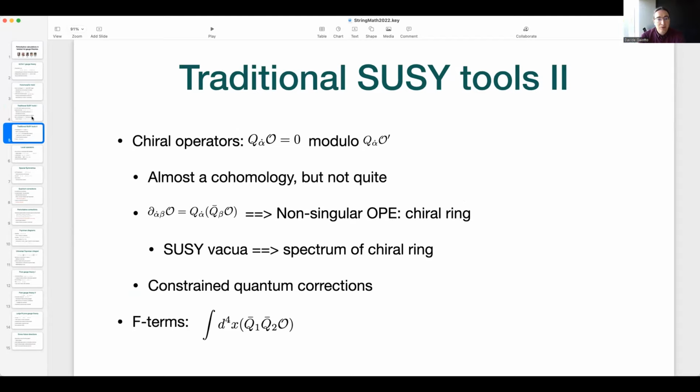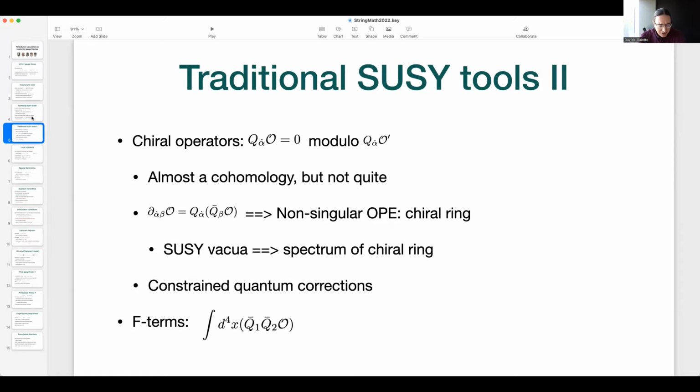The chiral ring is defined by considering operators which are annihilated by both chiral supercharges, modulo operators which are in the image of either of the two. This is a bit of a weird definition, it's not quite a cohomology problem, but it turns out to be very useful. In particular, because all derivatives of operators are in the space that you're throwing away, the OPE of local operators in the chiral ring is non-singular, and it defines a ring structure. That's why it's called the chiral ring.